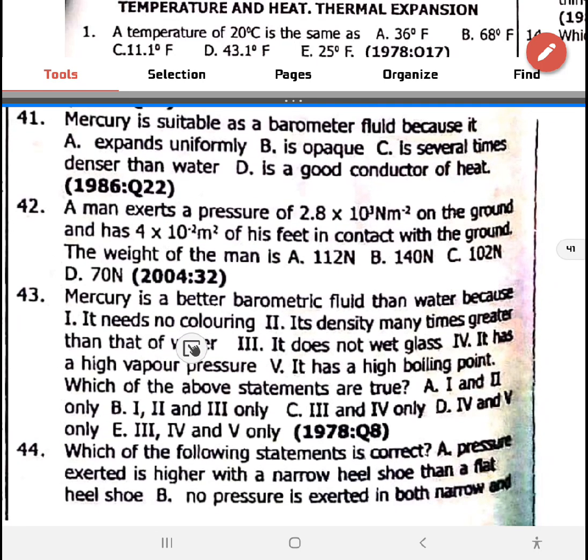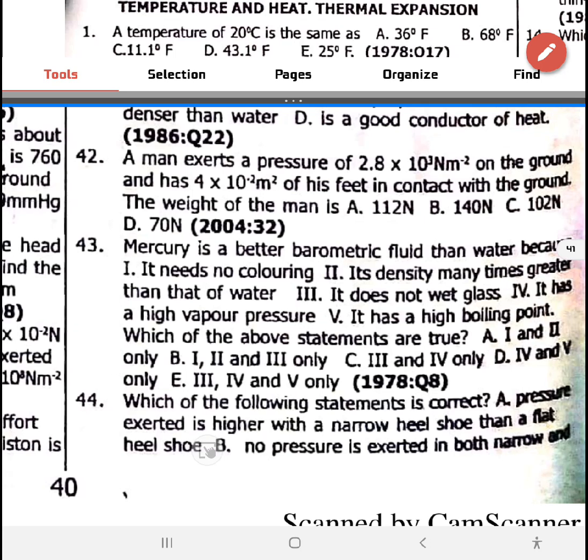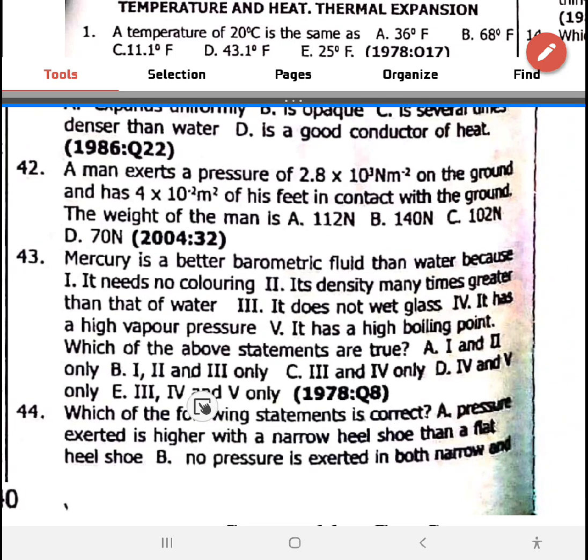So 44, which is the last question. They said, which of the following statements is correct? Pressure exerted is higher within a narrow heel shoe than. 44 is option A. The pressure exerted with a narrow heel shoe is higher than the one exerted with a flat heel shoe. So 44 is option A.